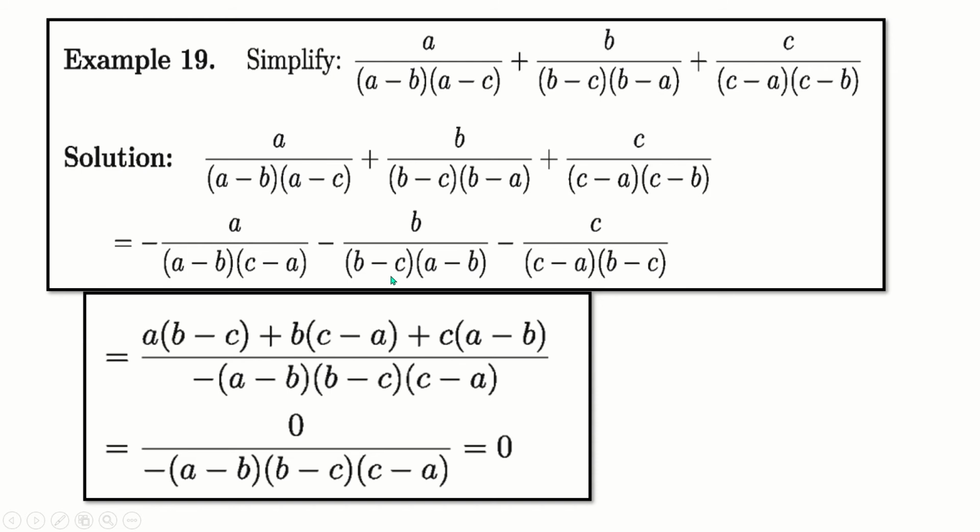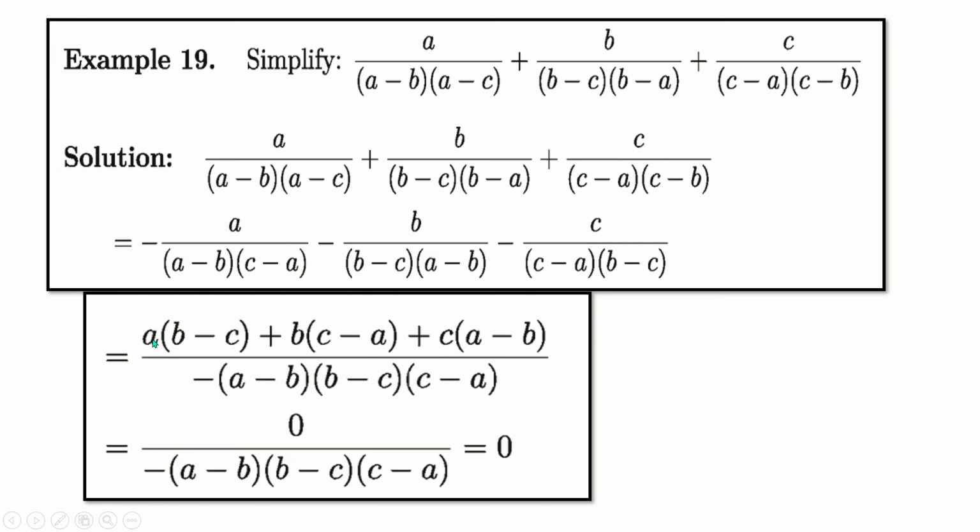Similarly, we have to divide this by this. As a result, b minus c cut, a minus b cut. Also minus minus cut. So here will be c minus a, and c minus a into b means b into (c minus a). Similarly, here will be c into (a minus b).